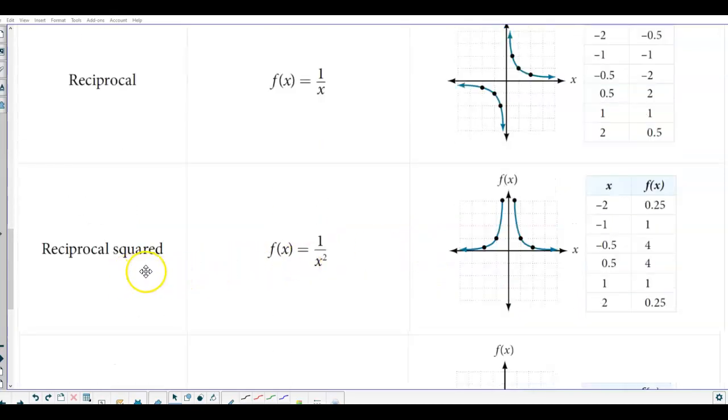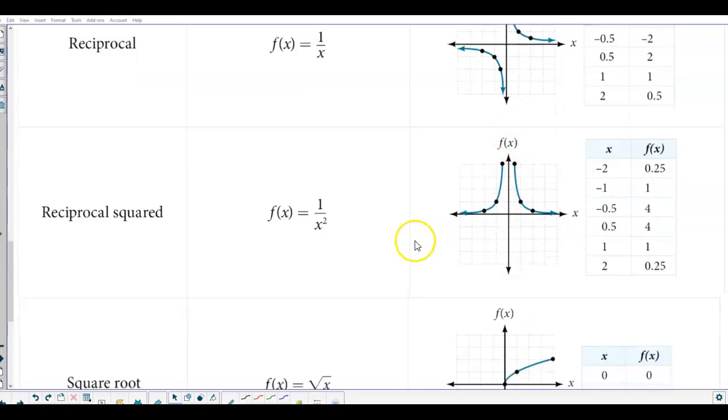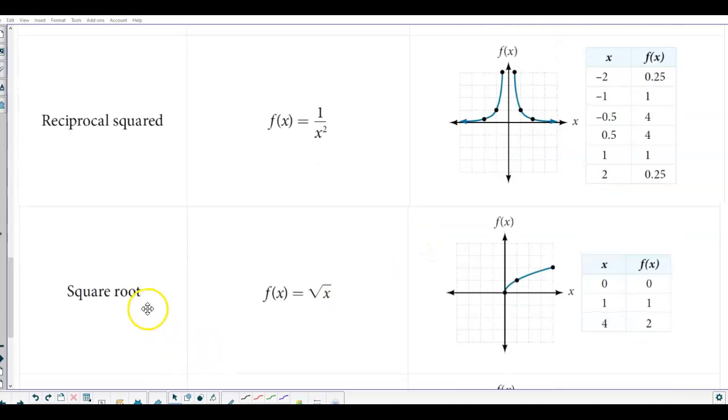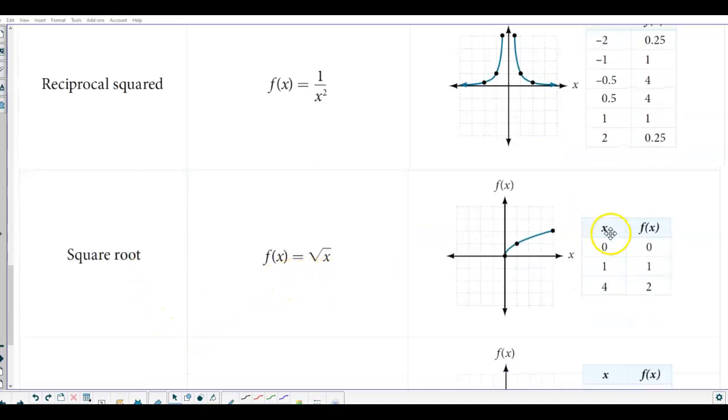Then we have a reciprocal squared function, f of x, which is equal to 1 over x squared. If we plug in the values of x for each value, the output's going to give us this particular function. And again, if I draw a line down the vertical axis and fold the page, it's going to be right on top of each other. Then we have the square root function. The square root function, there are your inputs and your outputs, and your square root function is going to look like the following.